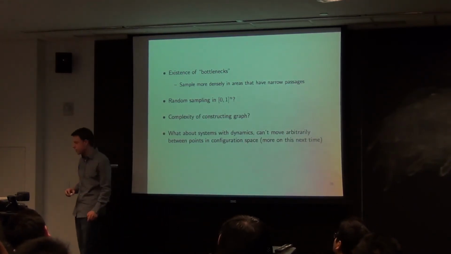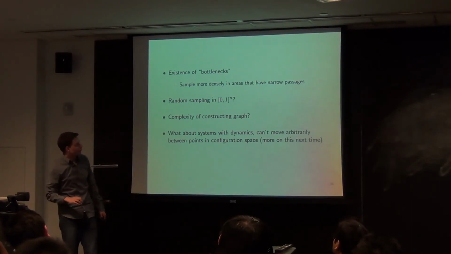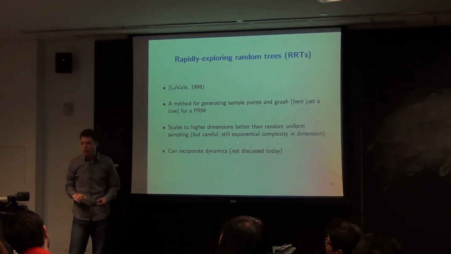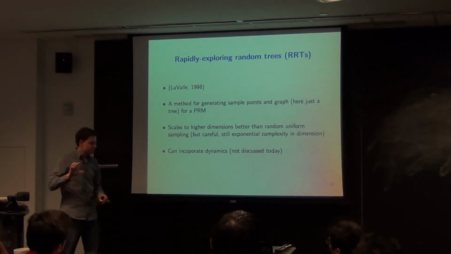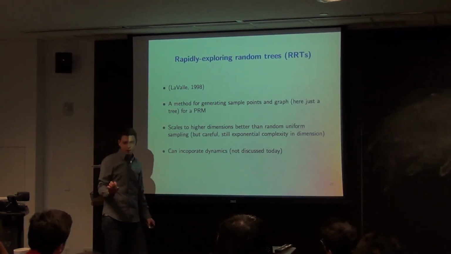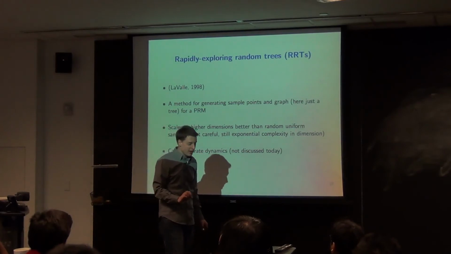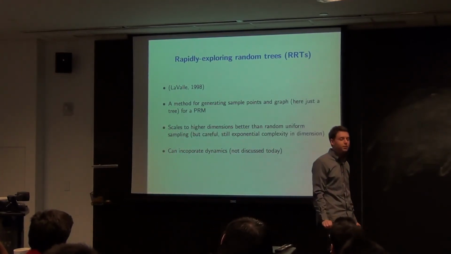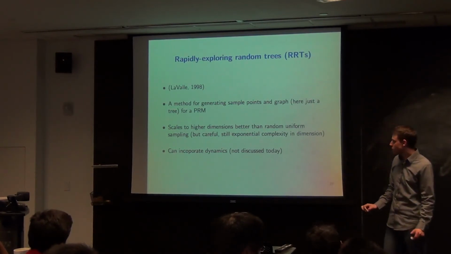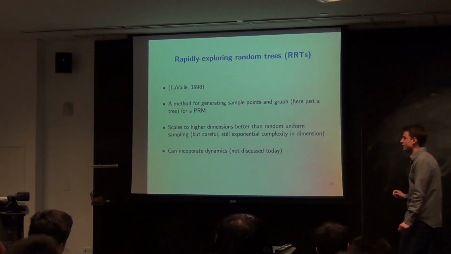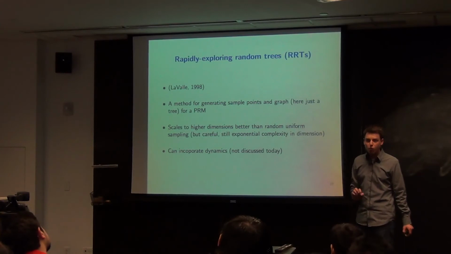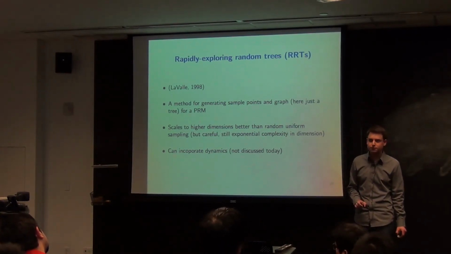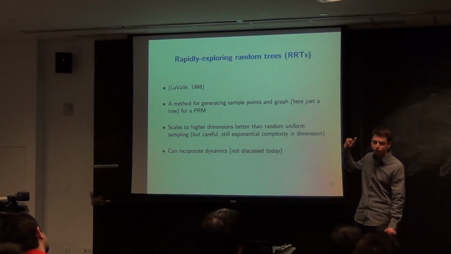And so to address them, I'm going to present one algorithm that people have used, which is called a rapidly exploring random tree. People often describe these as an alternative to PRMs. I am framing them here as a way of generating samples for what is effectively the same thing as a PRM. But what this boils down to is a way of generating sample points and a graph that you can use as a probabilistic roadmap.